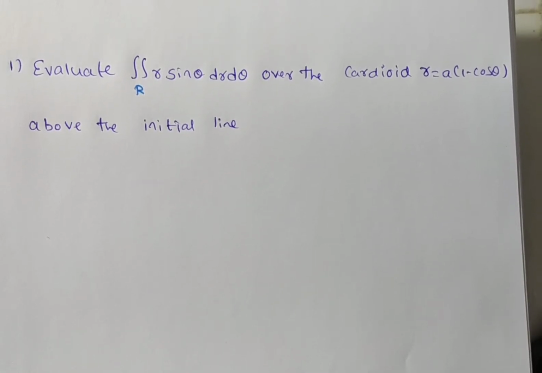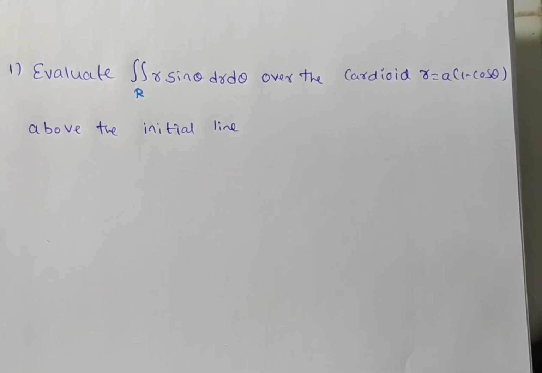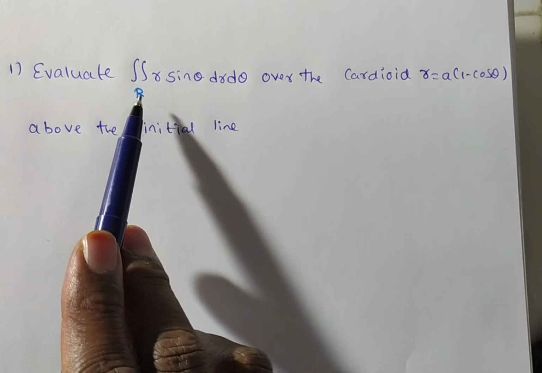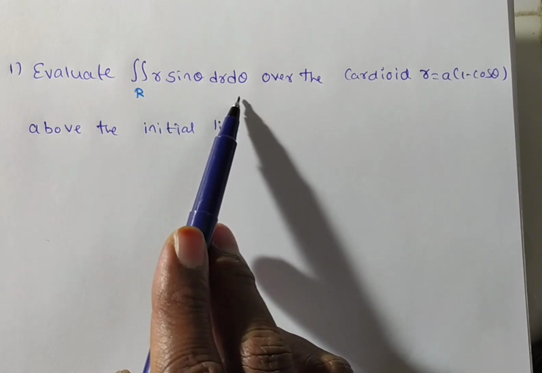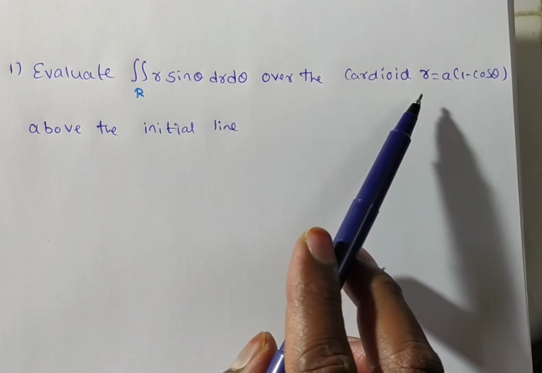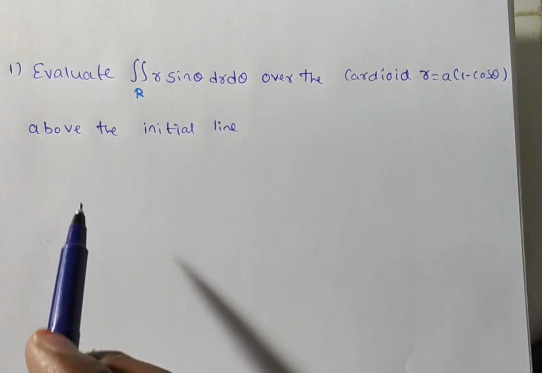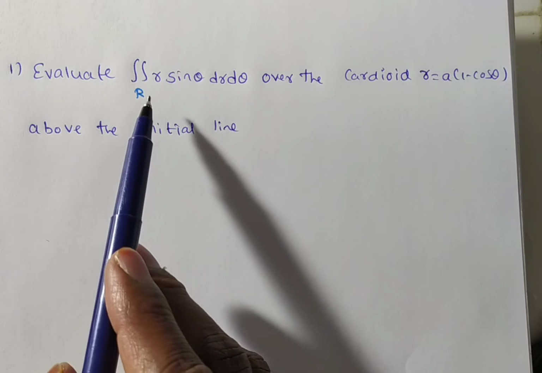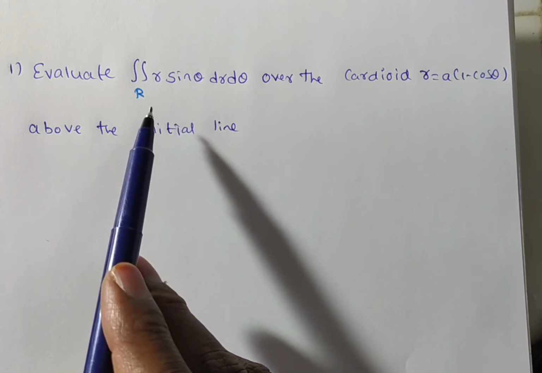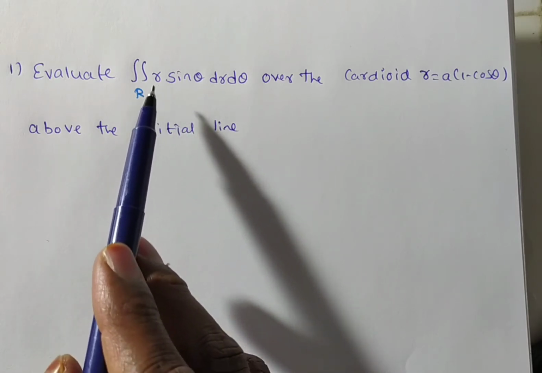Friends, now we are solving a problem on multiple integrals. The given problem is: evaluate the double integral of r sin theta dr d theta over the cardioid r equals a into 1 minus cos theta above the initial line. So this is nothing but a double integral. Are the limits given directly here? No. So we need to find the limits for this region.